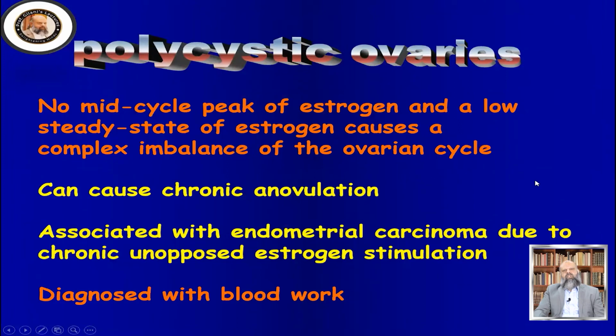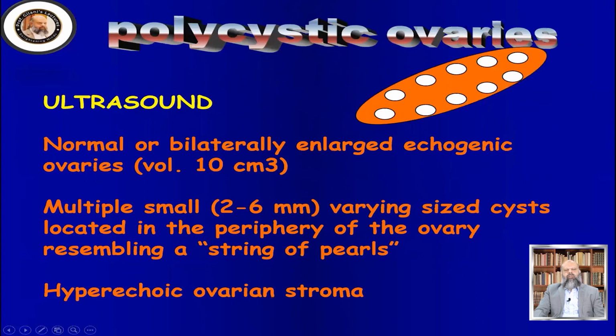Then comes the polycystic ovaries. No mid-cycle peak of estrogen and a low steady state of estrogen causes a complex imbalance of the ovarian cycle. It can cause chronic anovulation and is associated with endometrial carcinoma due to chronic unopposed estrogen stimulation, and it can be diagnosed by blood flow patterns.